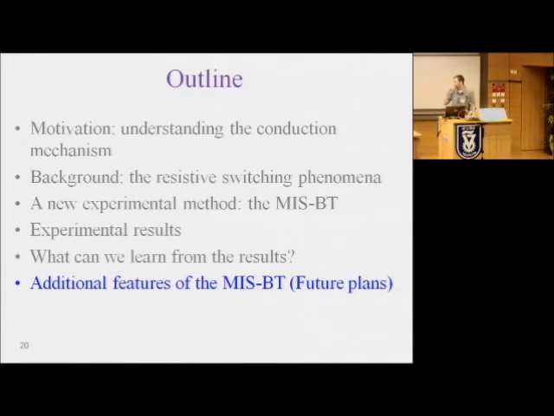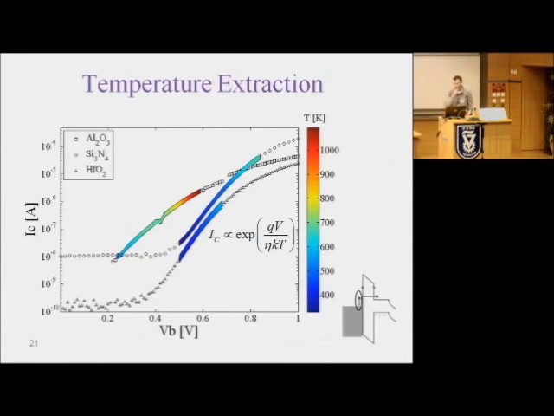So I've discussed our experimental results with the conduction mechanism. Now I will show you two additional features. One which we have just very recently started to work on, and the other is an experiment we plan to do in the future. So the first thing is temperature extraction. The filament temperature is very high because the filament is very thin, and high current density flows through this filament, and it heats up to very high temperatures.